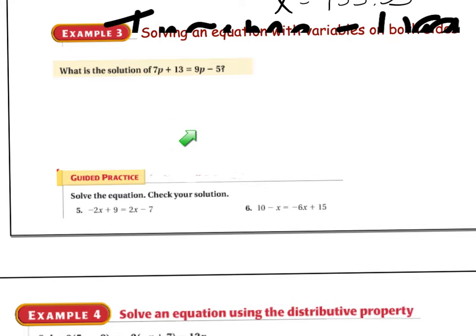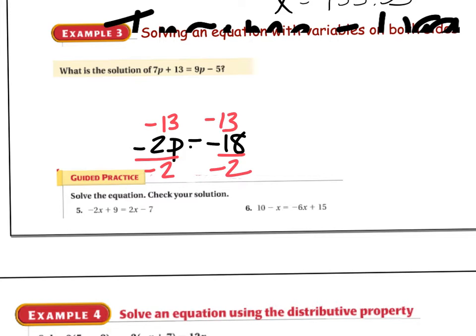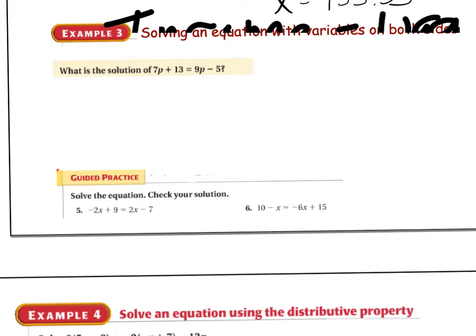This is a two-step equation. Remember, we always undo the dangling term, or the term that's being added or subtracted. So I'm going to subtract 13 from both sides. So I'm left with negative 2p on the left side and negative 18 on the right. And remember, I said if you have a negative sign or a negative coefficient, you want to divide by that negative as well. So I'm going to divide by a negative 2, and then when you clean it up and simplify, you end up with a positive 9 for p.